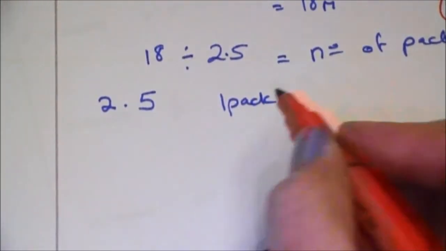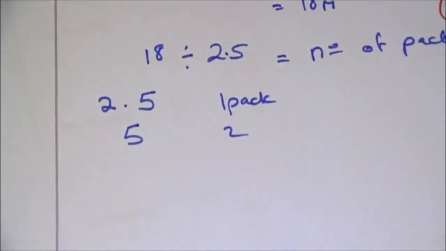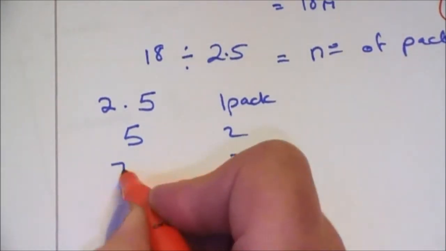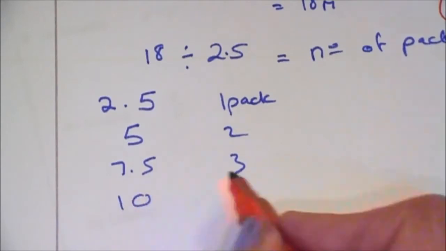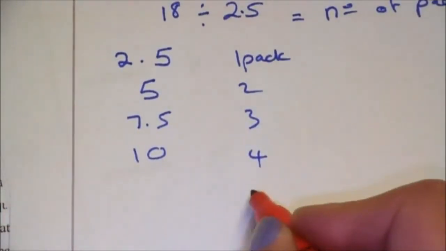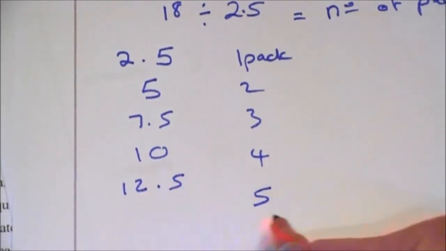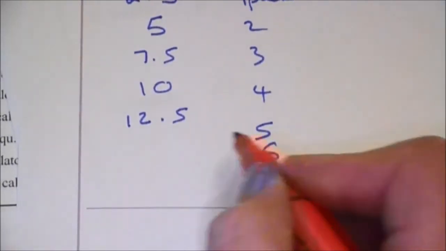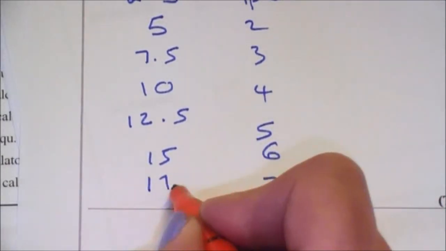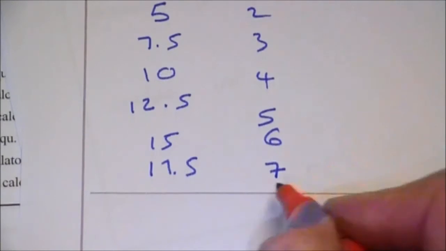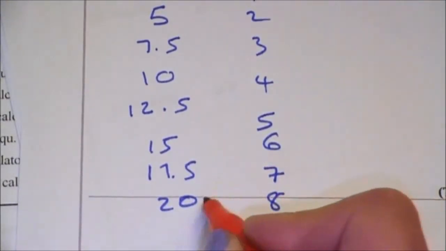2.5 meters squared would be 1 pack. 2 packs would mean that I can cover 5 metres squared. 3 packs would cover 7.5. 4 packs would cover 10 metres squared. 5 packs would cover 12.5 metres squared. 6 packs would cover 15. 7 packs would cover 17.5 metres squared. And 8 packs would cover 20 metres squared.